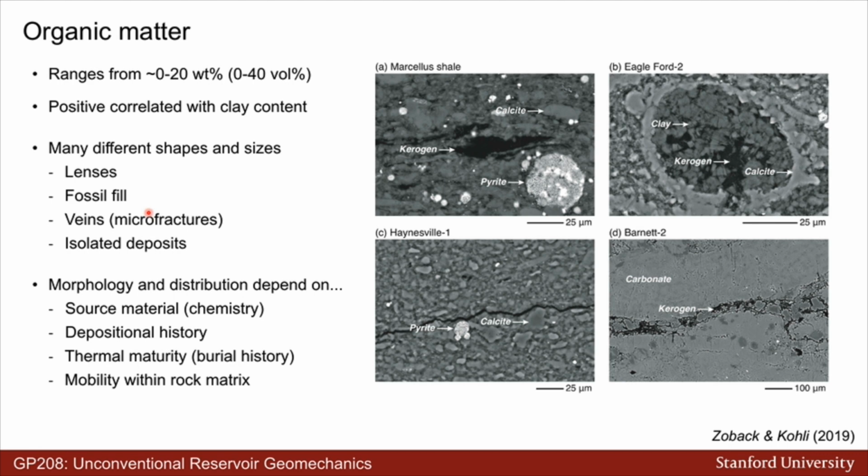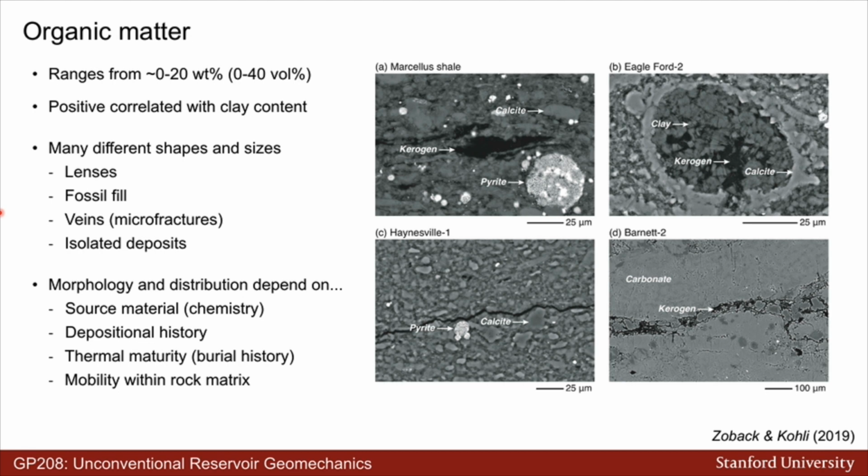The next thing to talk about is organic matter in the rock. Organic matter is extremely important for these shale reservoir rocks because the rocks themselves are both source rocks and reservoir rocks. That means the organic maturation, creating hydrocarbons, happens in place. Organic matter ranges from about 0 to 20% by weight of the rock. But because it's about a factor of 2 less dense than all the other mineral components, it ends up being about 0 to 40 volume percent. Again, we saw that organic matter is positively correlated with clay content.